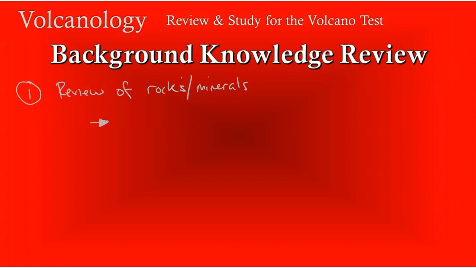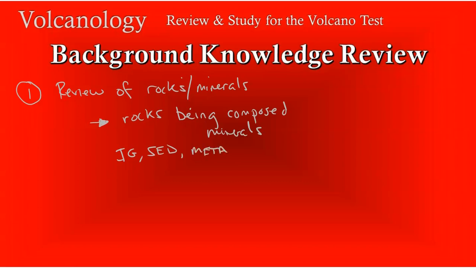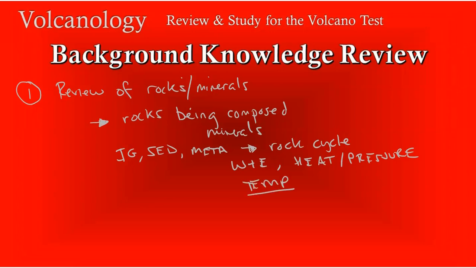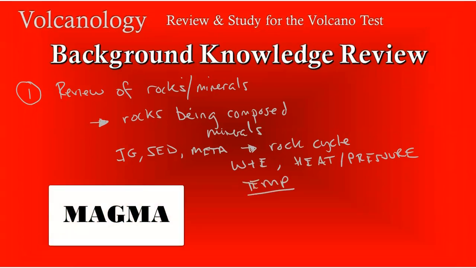First, we're going to look at some background knowledge, linking rocks and minerals and what they are to volcanoes. We can look at rocks being composed of minerals, looking at the elements, composition, and different types of rocks from igneous to sedimentary to metamorphic. We can even discuss the rock cycle and the movement of different materials through different areas of the earth and time scales, and different processes like weathering and erosion, looking at heating and pressure, looking at the temperature, and looking at the starting point, which in this case is going to be magma.